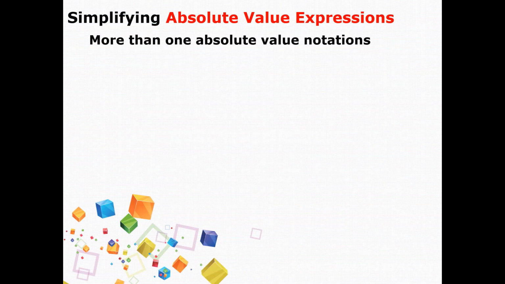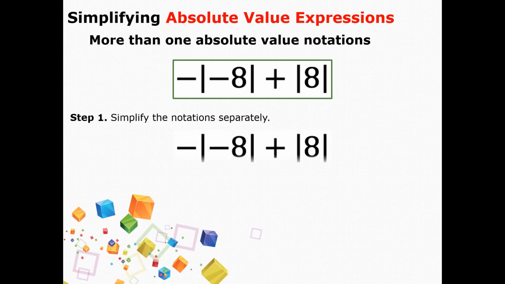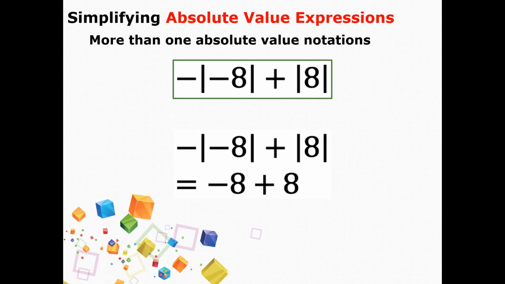For expressions with more than one absolute value notation, such as this example, we need to simplify the notations separately. So the absolute value of negative 8 is 8, and the absolute value of 8 is also 8. Next step is to operate the real numbers by considering the operations outside. So negative 8 plus 8, we have 0.